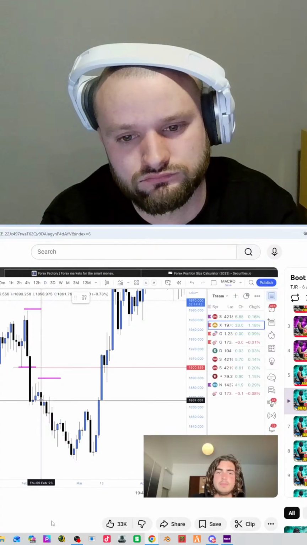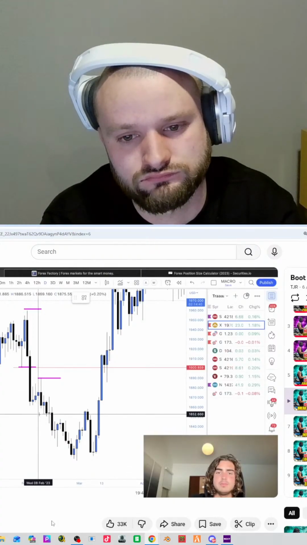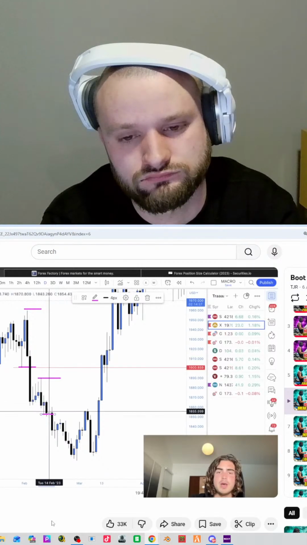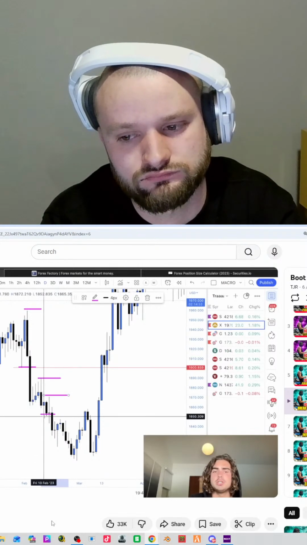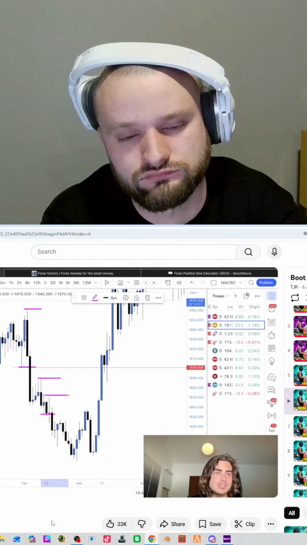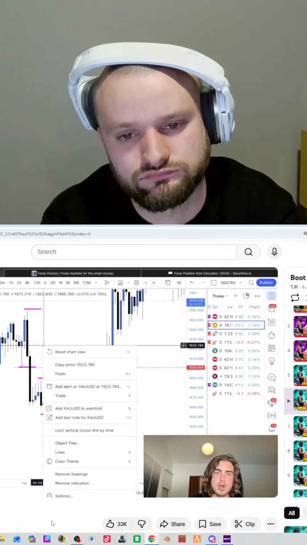What's this right here? A move down, then a move up. That's a low. What's this right here? Move up, then a move down. That's a high. What's this? A lower high, a lower low. Wow, would you look at that? It's a trend. It's a downtrend because market structure broke.